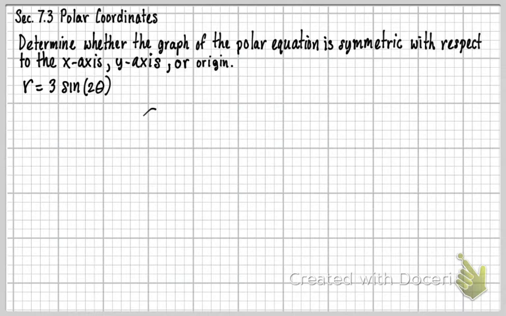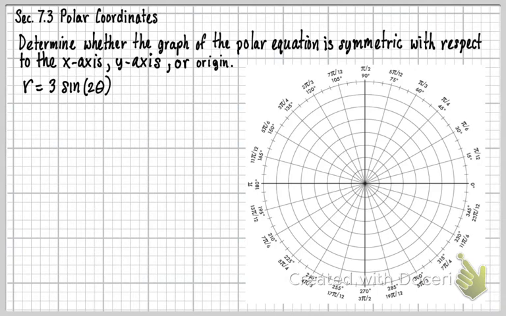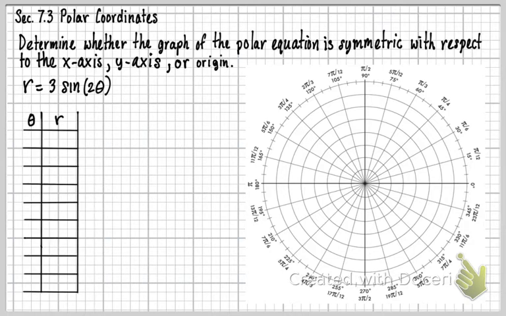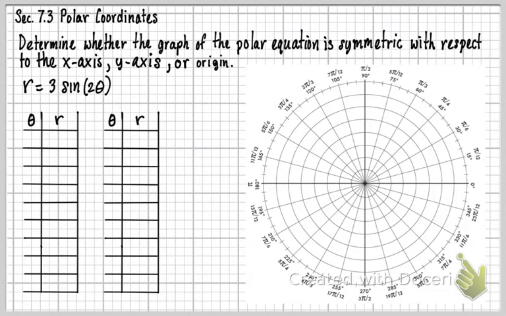So we need a polar grid first. There we go. And we're also going to need an r theta table, because we're going to have to do a bunch of values here. I think we're going to need a lot of values, so we're going to use another table along with this one. We're going to need two of them. So we're going to start at 0 degrees. And I'm not going to put the degree symbol in there. It's going to take up some space.